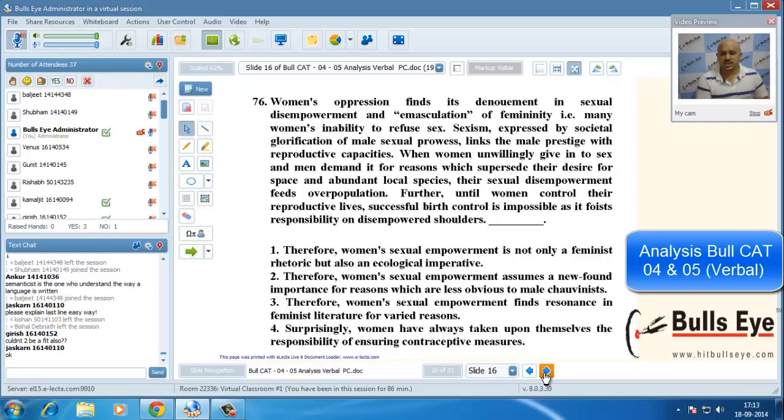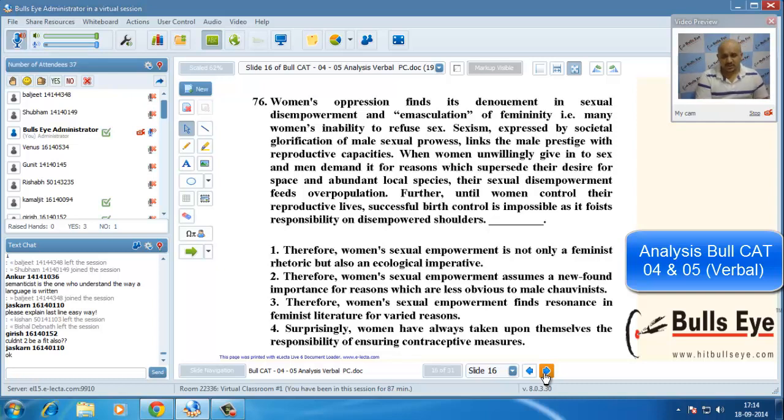Option number two, Girish. Therefore, women's sexual empowerment assumes a newfound importance for reasons which are less obvious to male chauvinists. Which particular part of the paragraph had the implication towards male chauvinism? Yes, he definitely talks about the fact that males control females, but he does not talk about the fact that they maintain a derogatory attitude towards them.